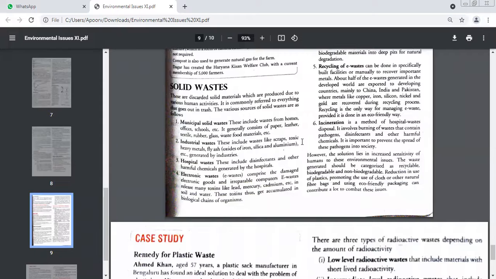Okay, let's revise this. What is fly ash, children? Oxides of iron, silicon, and aluminum. Which category of waste will you put them in? Industrial waste. Very good. So, which was the first kind of waste we talked about? What heading? Municipal solid waste. Yes. 3 examples of that. Paper, leather, rubber. Rubber, glass, leather.